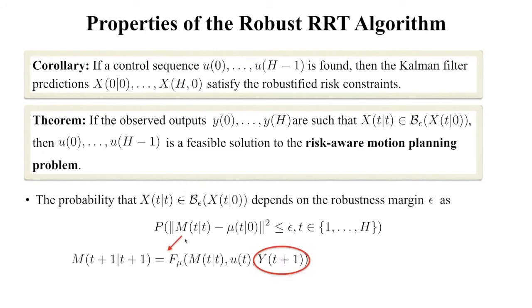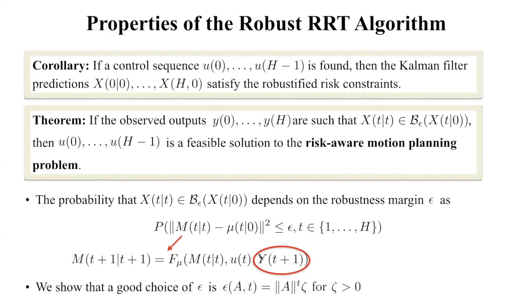M over here is given by the Kalman filter recursion, in which we now treat y as a random variable. We also show that a good choice of epsilon, and we reason about this in the paper, is if we take a time variant epsilon, where epsilon is equal to the induced matrix norm of A to the power of t times a positive constant.